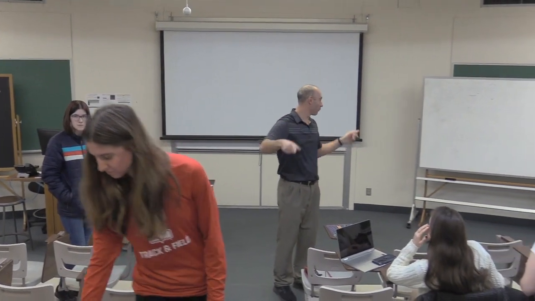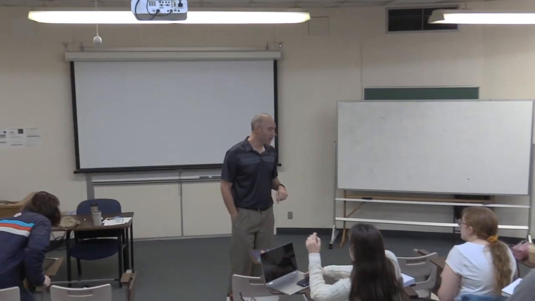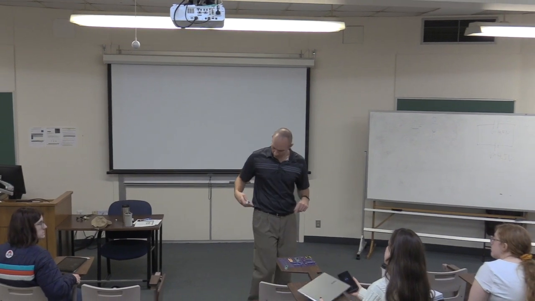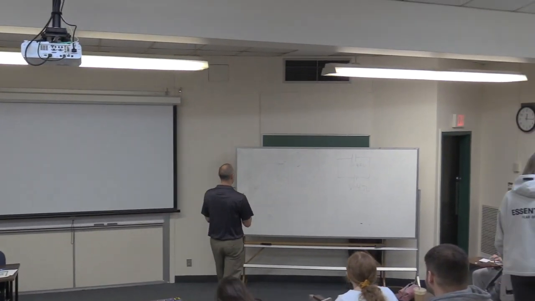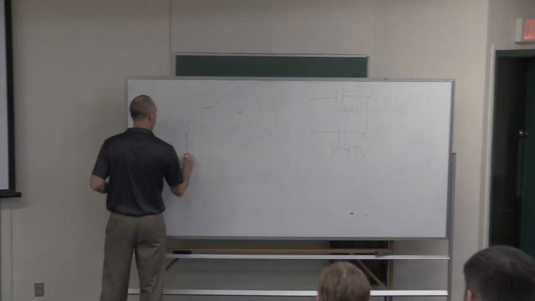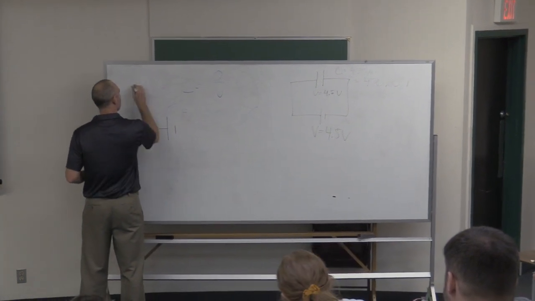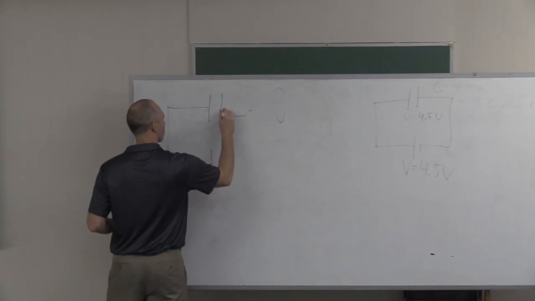Actually, before I do that, have a seat. We're going to have to relocate over there, and I want to use the board, and I don't want to go back and forth over and over again. What I'm going to make is a circuit. The circuit is going to have a battery and a capacitor. Very simple circuit.